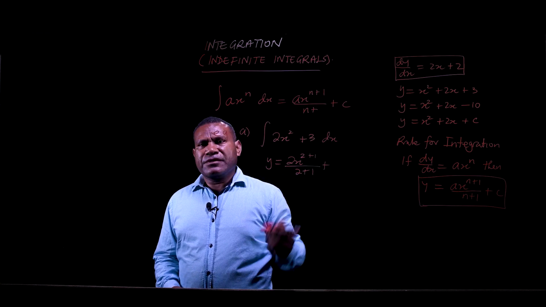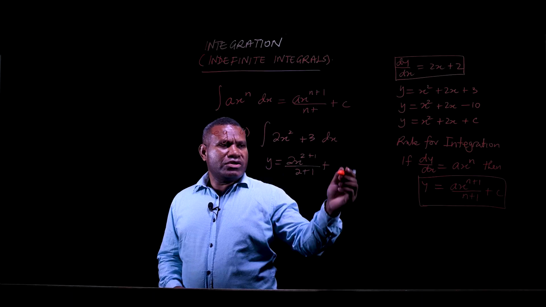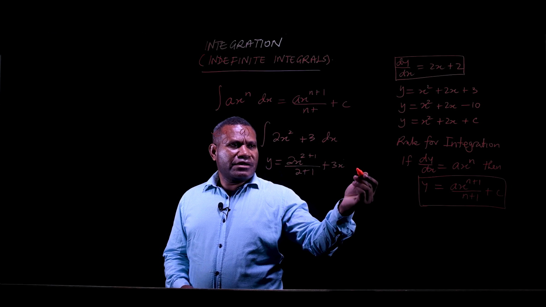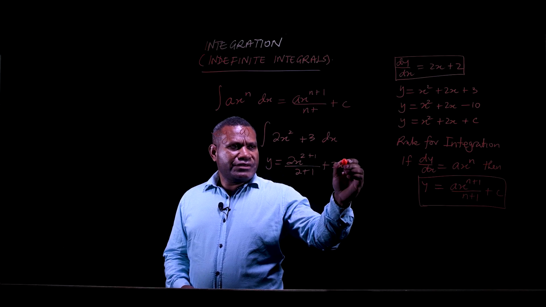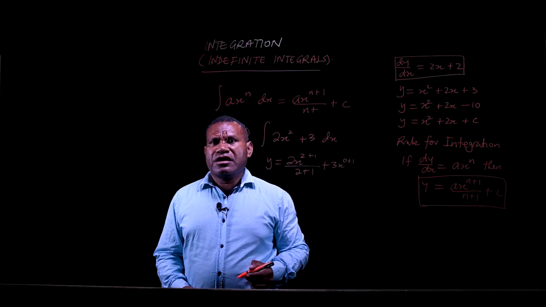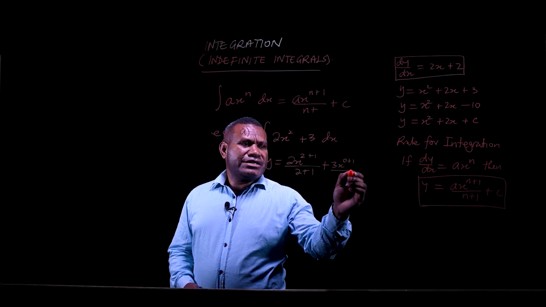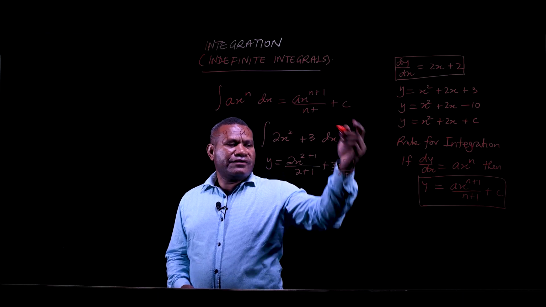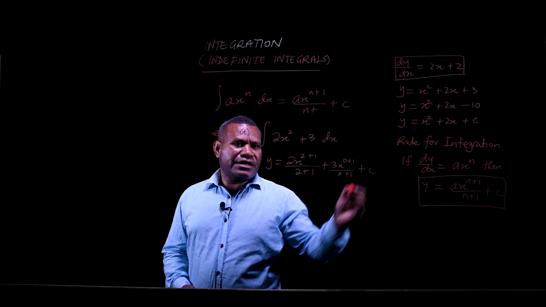plus 3. For 3, we know it's a constant number, but it's a term that has x raised to the power of 0. So we just simply follow the same rule and we add 1 to this power, and then the new power is 0 plus 1 again. And then don't forget your constant of integration at the end.